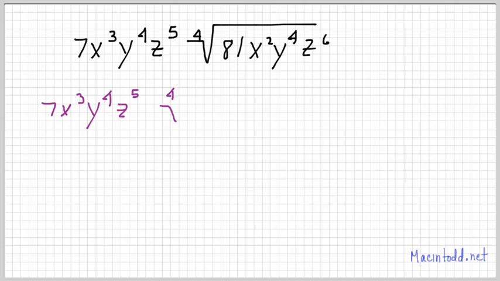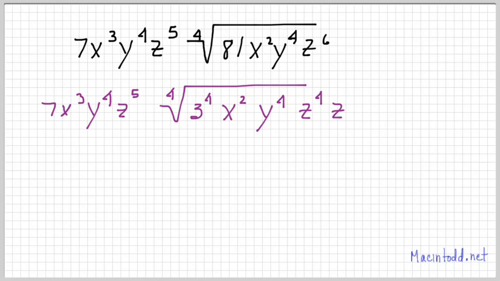Let's look at the stuff on the inside of the radical. 81 is 3 to the fourth power. 3 times 3 is 9, times 3 is 27, times 3 is 81. That's 4 of them. X squared is x squared. That didn't have 4 of them. Y to the fourth is already to the fourth power. And z to the sixth I'm going to write as a z to the fourth times a z squared.